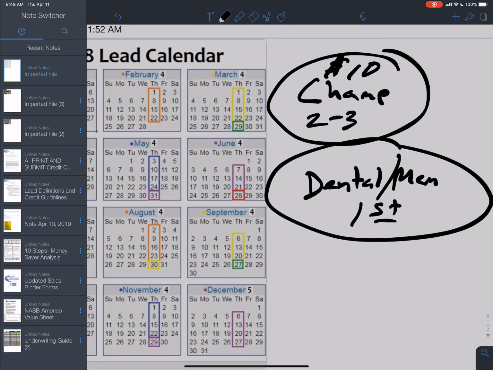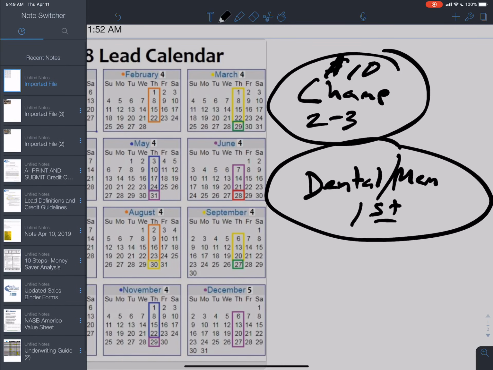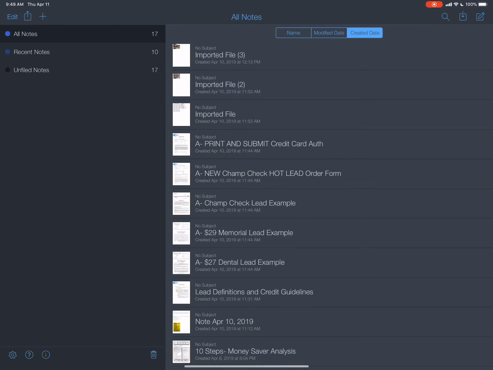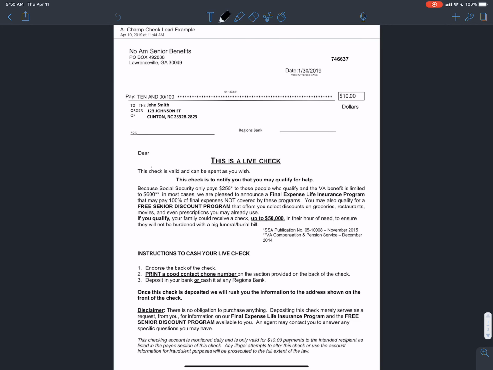Let's go over the different lead types. Since our hot lead right now is the Champ Check lead, I want to go to that first. 1 second. Here's a Champ Check lead example right here. I'll give you a second to look over it. What we're doing, okay, is we're going to mail these people a $10 check. This represents how much money we can save them on their final expenses.